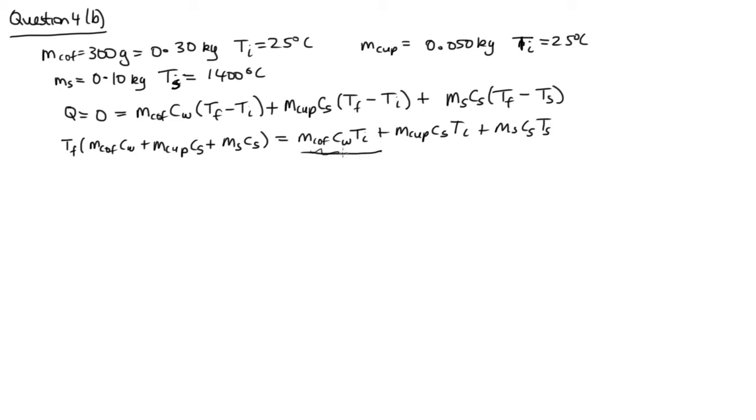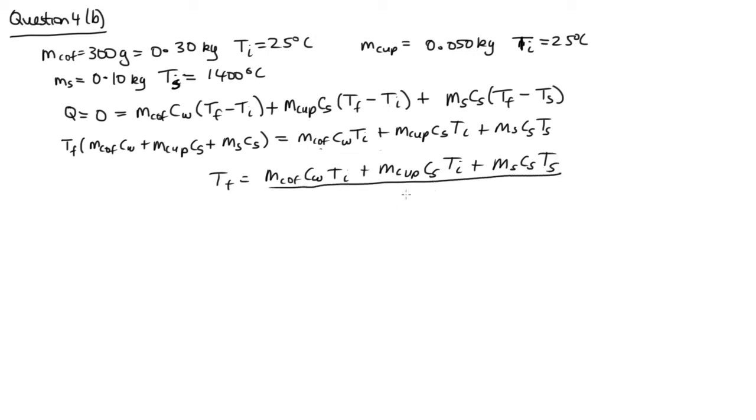Okay, and sorry about that line. Now rearranging it to work out TF, we just need to divide this by this. We've got the mass of the coffee times the specific heat of water times the initial temperature plus the mass of the cup times the specific heat of steel times the initial temperature plus the mass of the sphere times the specific heat of steel times that initial temperature, divided by the mass of the coffee, specific heat, plus the mass of the cup times the specific heat plus the mass of the steel times the specific heat.